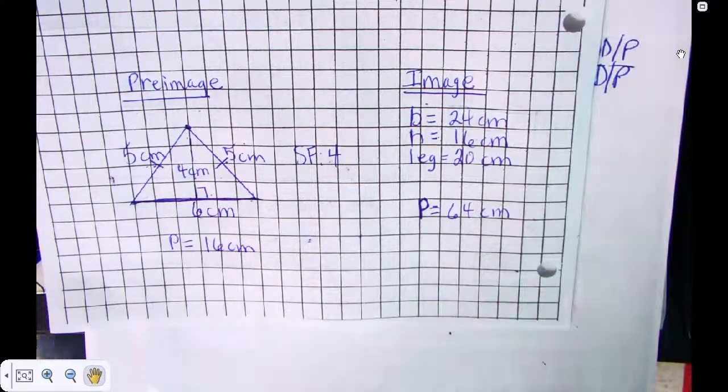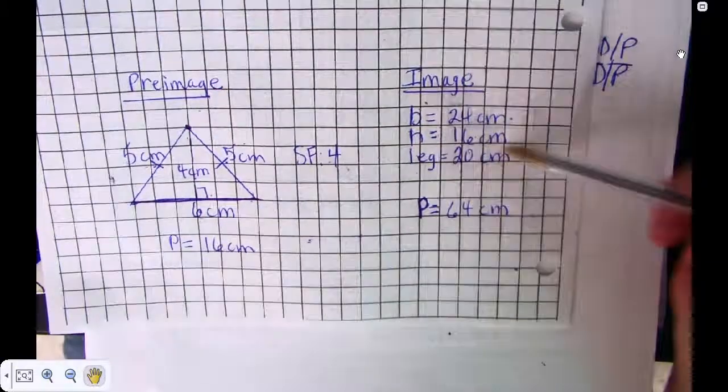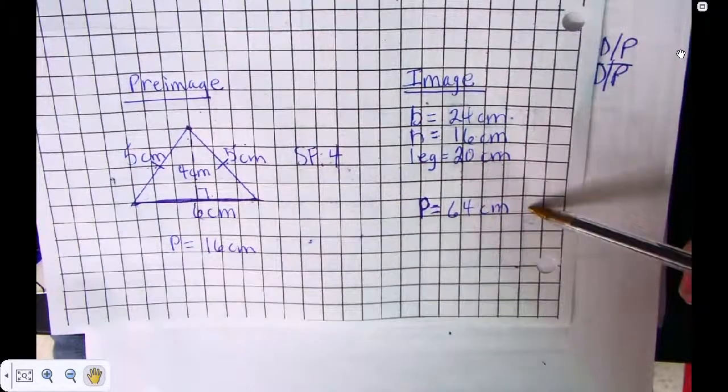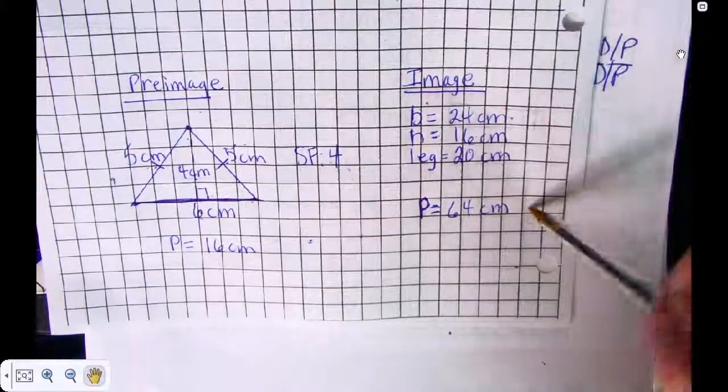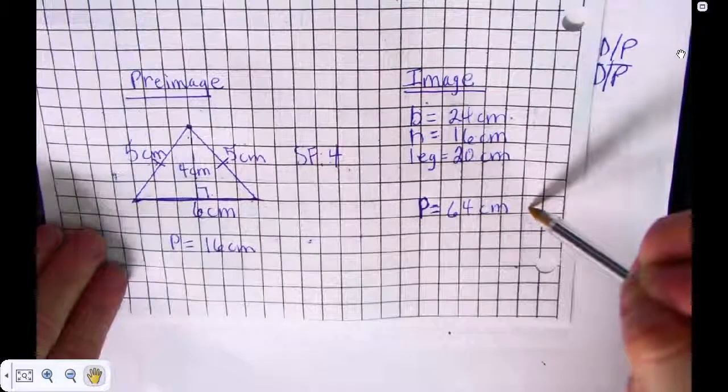Shh. You've got the base and 2 legs. You have the base and 2 legs. So it's 64 centimeters. 64 centimeters. Okay, turn to the front.